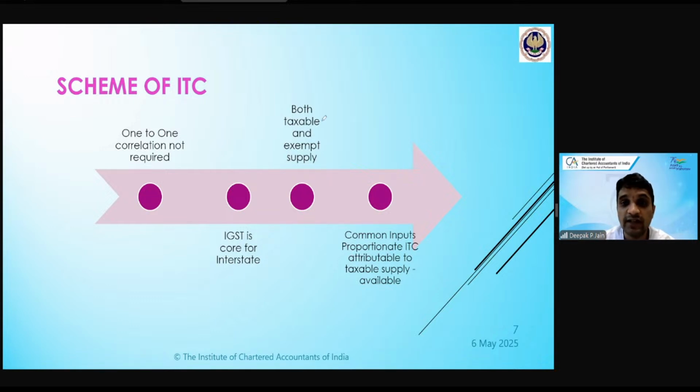And when you have both taxable and exempt supply. So we know that when you're making 100% exempt supply, ITC will not be available. But what happens when you make both taxable and exempt supply? You will claim proportionate credit. Then for common inputs, the proportionate ITC attributable to taxable supply will be available. That is, those inputs which you are using commonly for taxable and exempt supply, you can claim proportionate input tax credit.